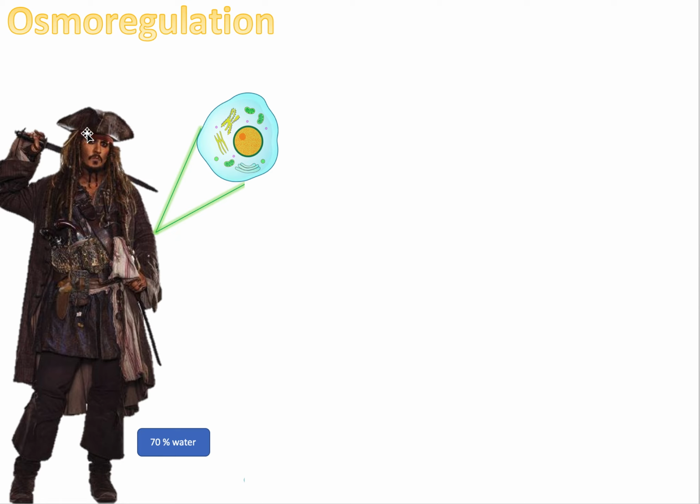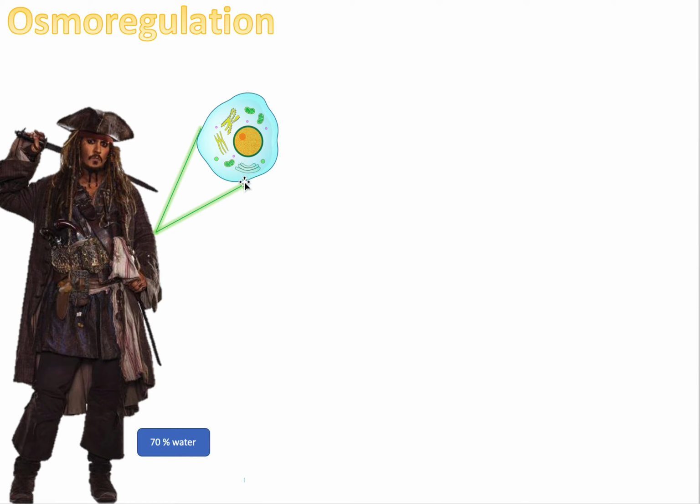So here we have a normal human being, Captain Jack Sparrow. And we know all living things are made up of cells, right? Billions and billions of cells. If our cells were to die, we will die. Okay, so it's important that our cells are kept alive and healthy. How are our cells kept healthy and alive? By making sure we give them the right nutrients and all these kinds of things so they can stay alive.